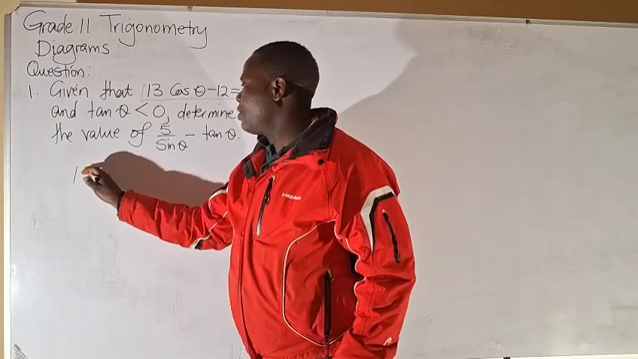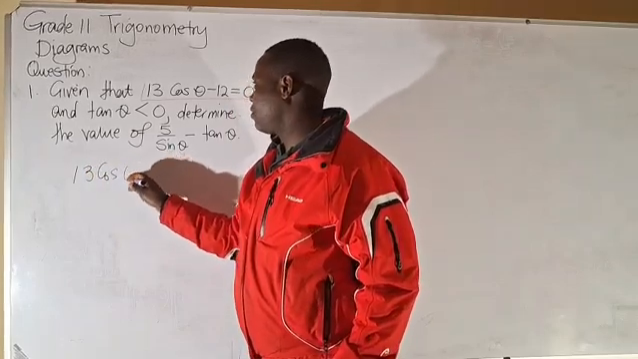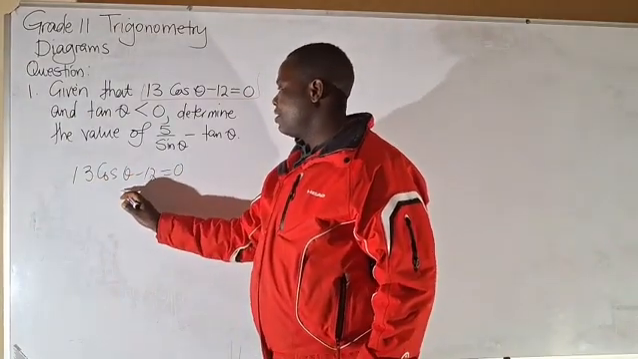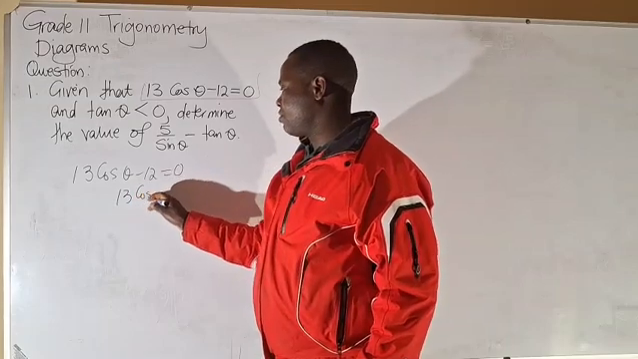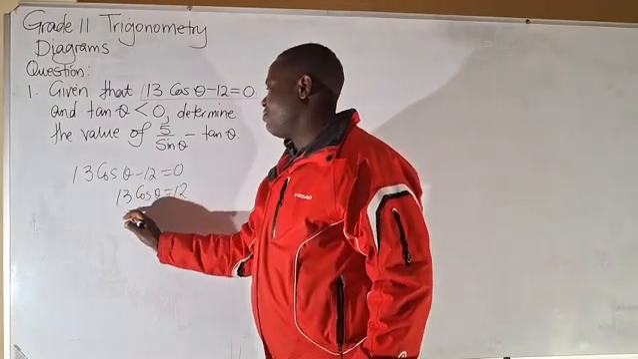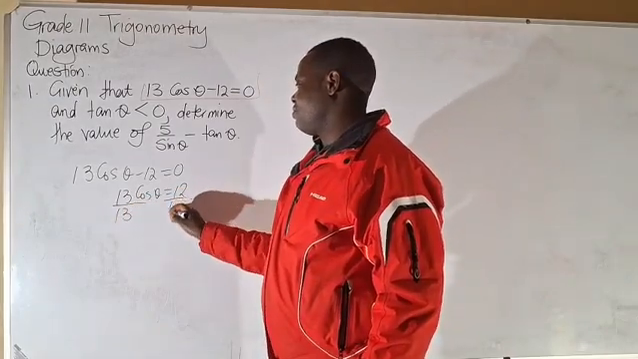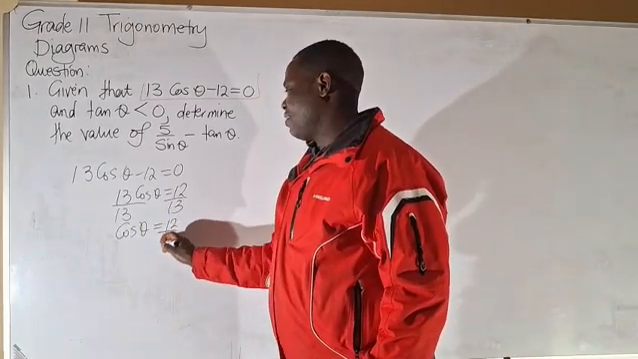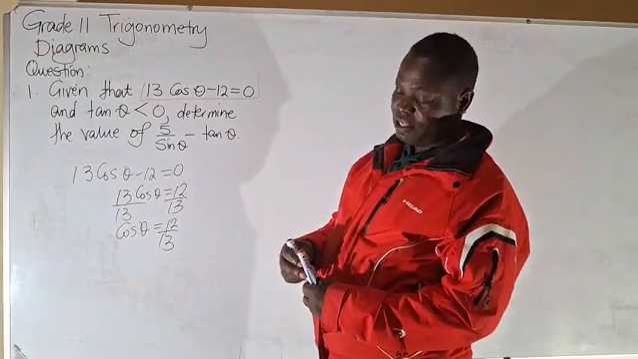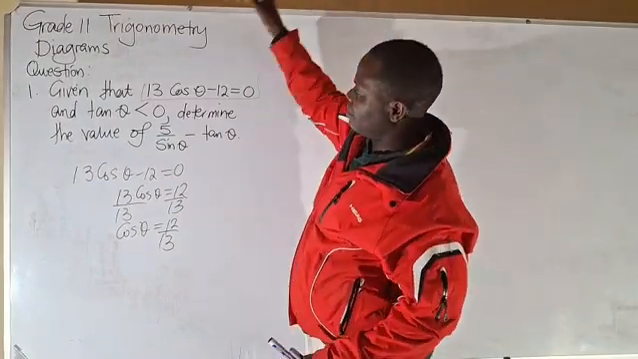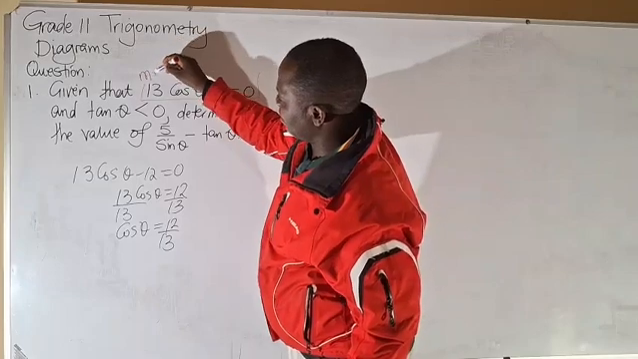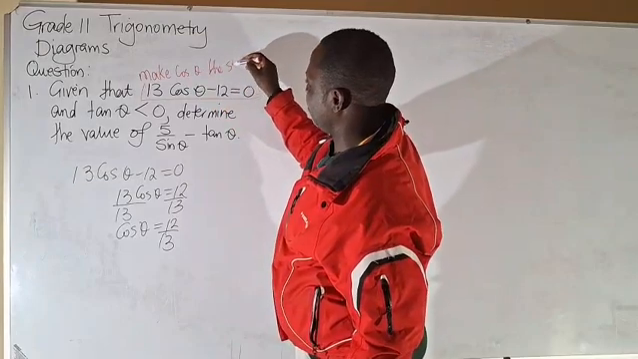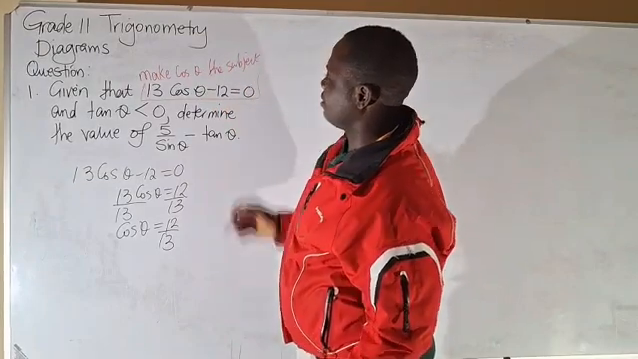So we have 13 times the cos of theta minus 12 is equal to 0. If we transpose the 12 to the right hand side, it gives us 13 times the cos of theta is equal to 12. Then we divide both sides by 13. This gives us the cos of theta is equal to 12 divided by 13. As a step in my notes, I record that I must make cos theta the subject of the formula.